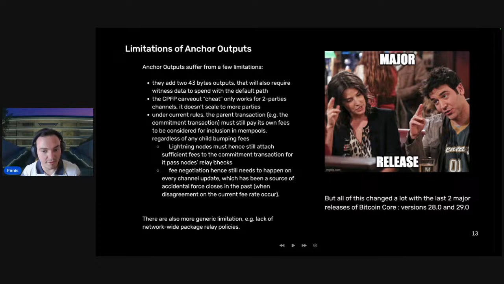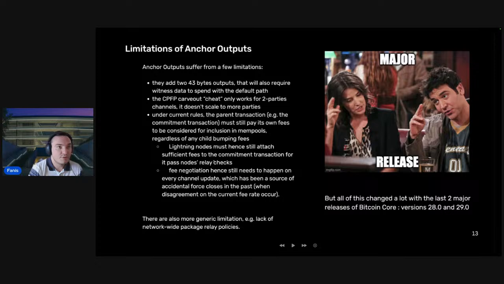And it's actually a good thing to first close the channel if you disagree on fees, because it could be an attack vector. And so that's why we want to get rid, ideally, of fee negotiation altogether in order to not have this force close reason anymore.